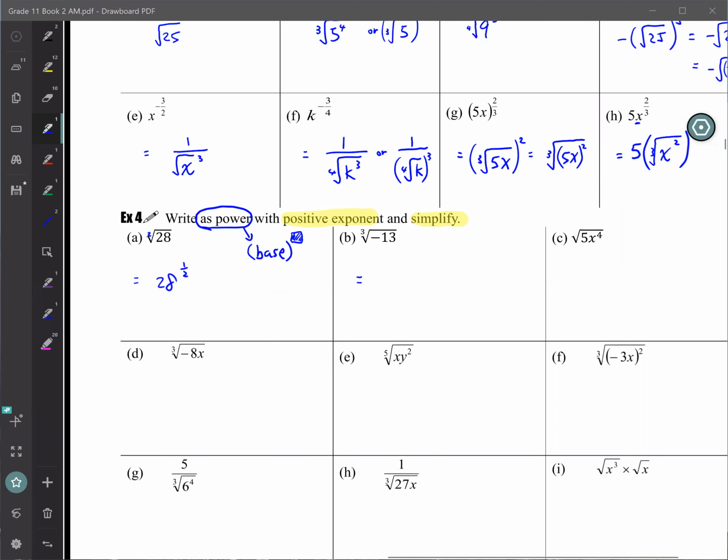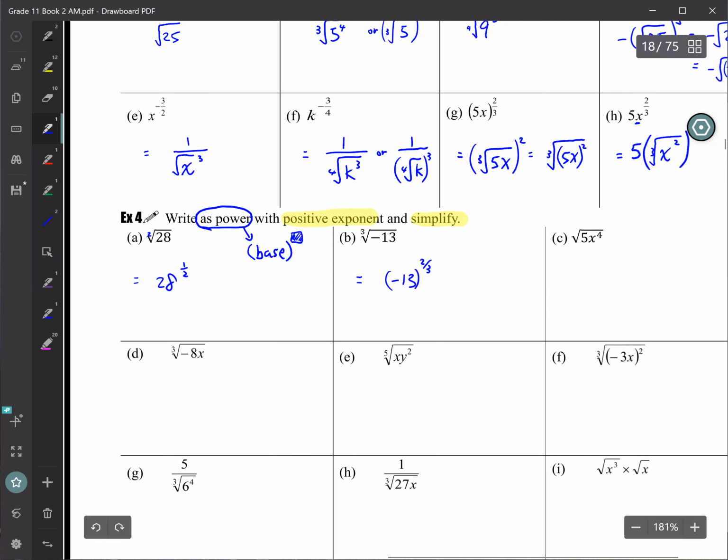Okay, let's try question B. You guys try it out first. I'll give you about 10 seconds. Write out the power form. Power form means it has a base and an exponent. Okay, Colin, how do you write this one? Negative 13 to the power of 2 over 3. 2/3. Okay. Some have brackets too. Brackets around where? Around -13. Okay.